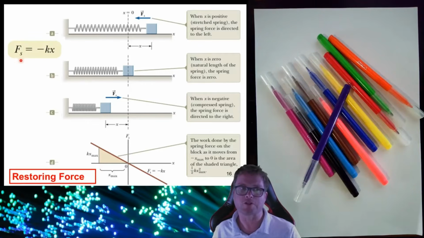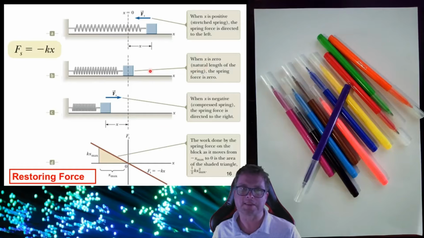Here we have Hooke's law, Fs is equal to minus kx. When x is positive and the spring is stretched, the spring force is directed to the left. So in this case we have the force acting to the left. It's going to be pulling the block back this way towards the 0 position.